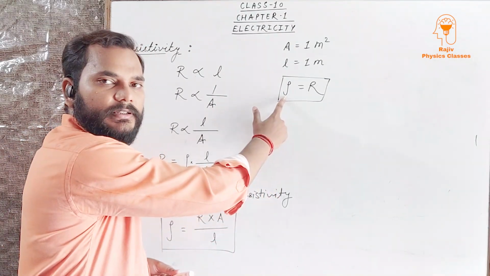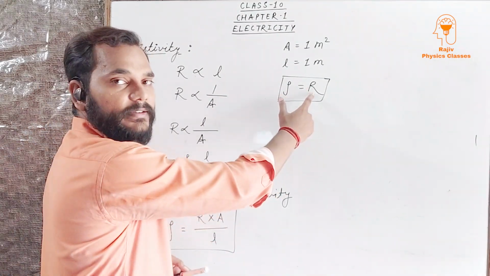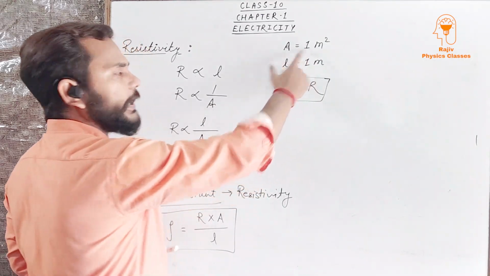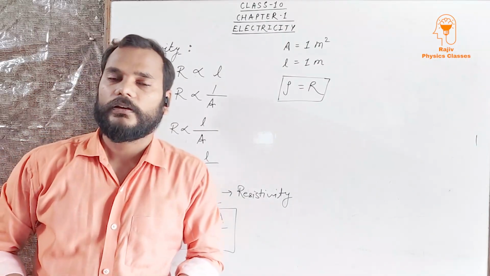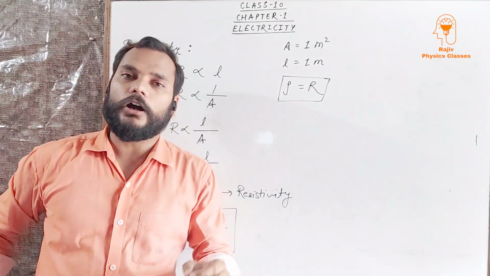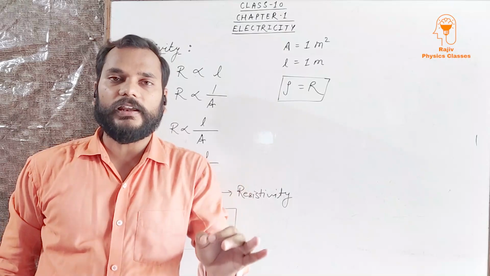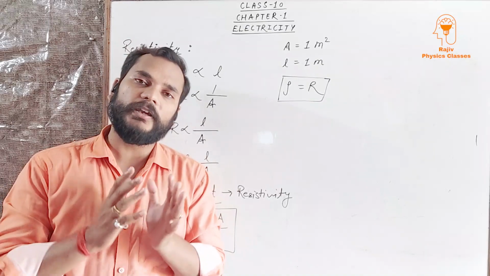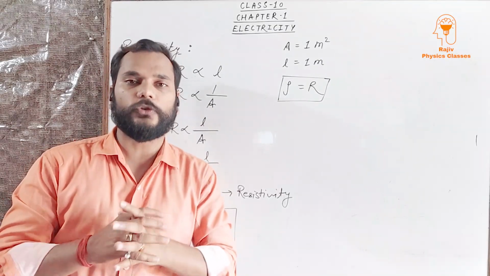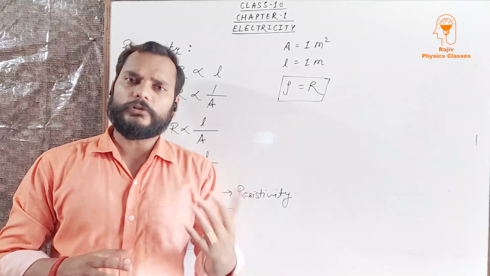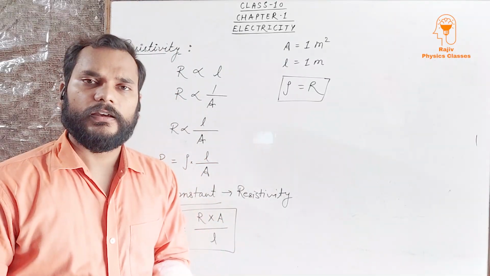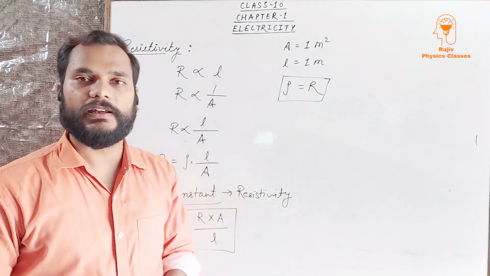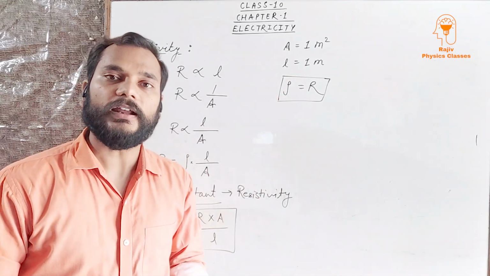Resistivity of a substance is numerically equal to its resistance if its length is 1 meter and area is 1 meter square. Again I repeat, resistivity of a substance is numerically equal to the resistance if its length is 1 meter and area is 1 meter square. We can also define it: resistivity is numerically equal to the resistance of a wire whose length is 1 meter and area of cross section is 1 meter square.